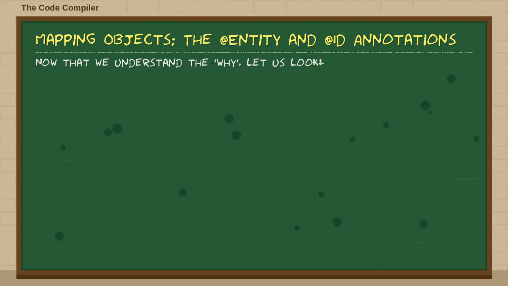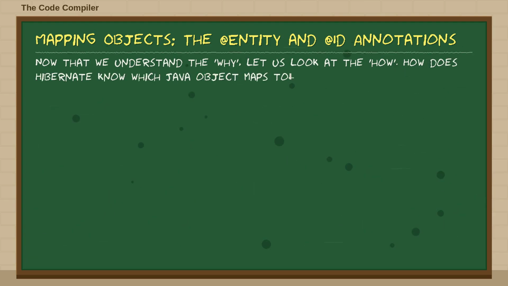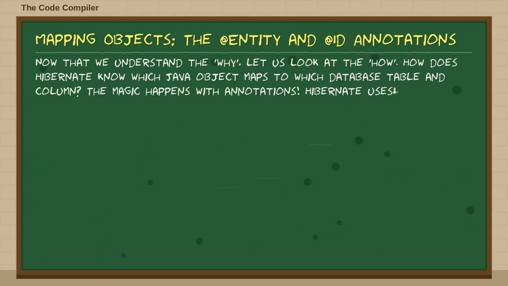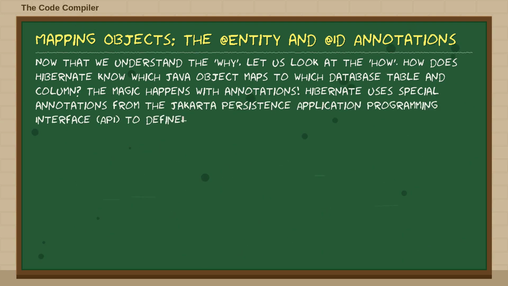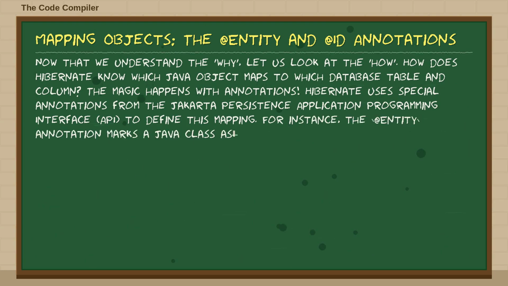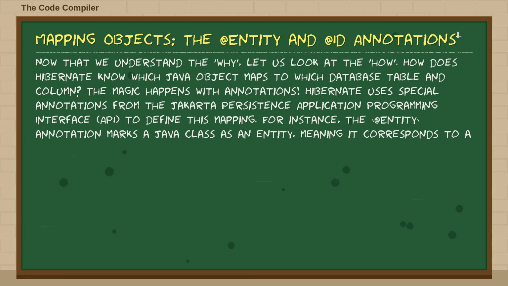Now that we understand the why, let us look at the how. How does Hibernate know which Java object maps to which database table and column? The magic happens with annotations. Hibernate uses special annotations from the Jakarta Persistence Application Programming Interface (API) to define this mapping. For instance, the @Entity annotation marks a Java class as an entity, meaning it corresponds to a table in the database. The @Table annotation allows you to specify the exact name of the database table.